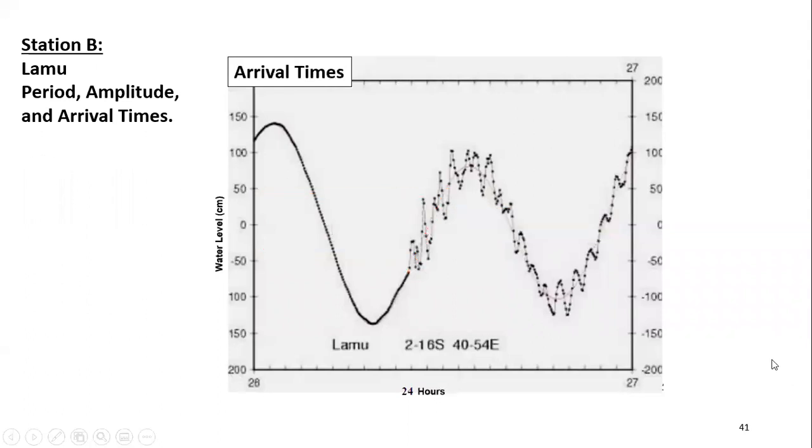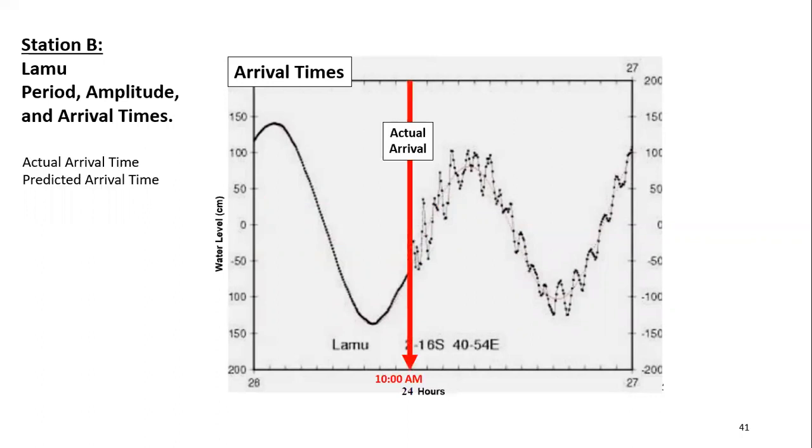Arrival times. Next, plot the actual and predicted arrival times for Station B. Draw a line at the point that shows the actual arrival time of the tsunami signal. Next, from your distance calculations, determine and plot your predicted arrival time. Make sure to convert to the Lamu tide gauge local time.